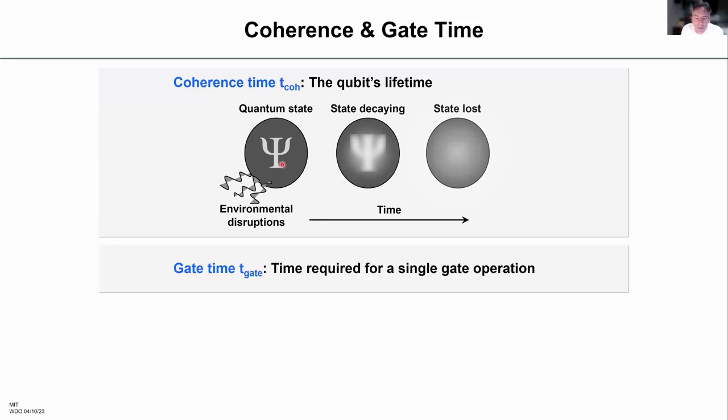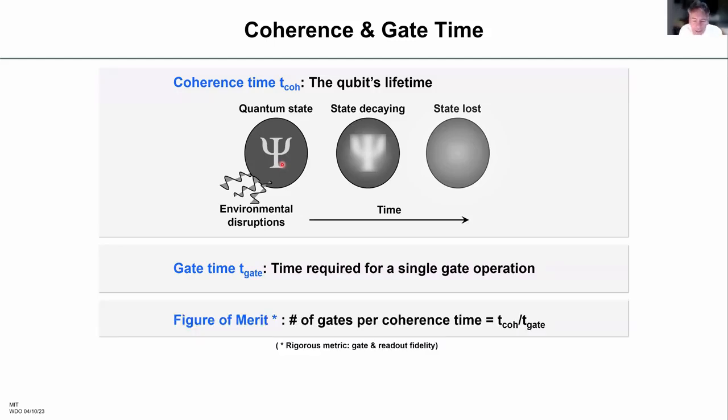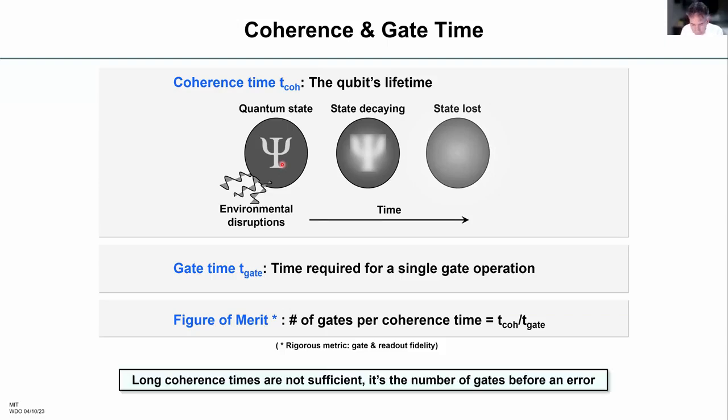Now, the second time scale we care about is the gate time. That's the time required for a single operation, a gate operation, which we use to implement algorithms. They're not necessarily all the same, but take the slowest one or take the average one. Doesn't really matter. And the figure of merit is, how many gates can I apply within the coherence time that I have? And this is a proxy. The rigorous metric is called gate fidelity. Now, I want to mention that long coherence times, while good, are not sufficient. And what really matters is the number of gates before an error.